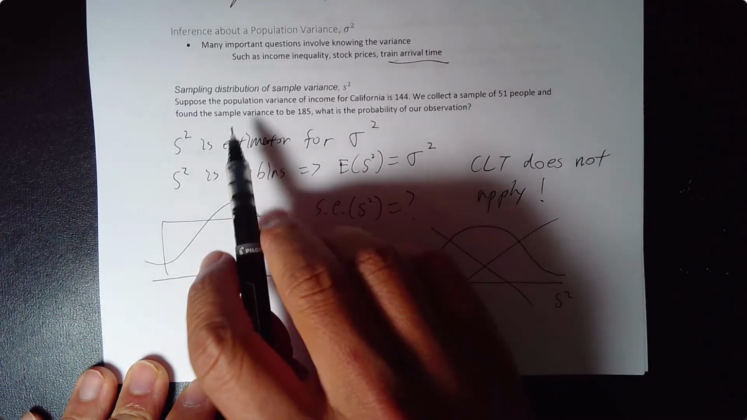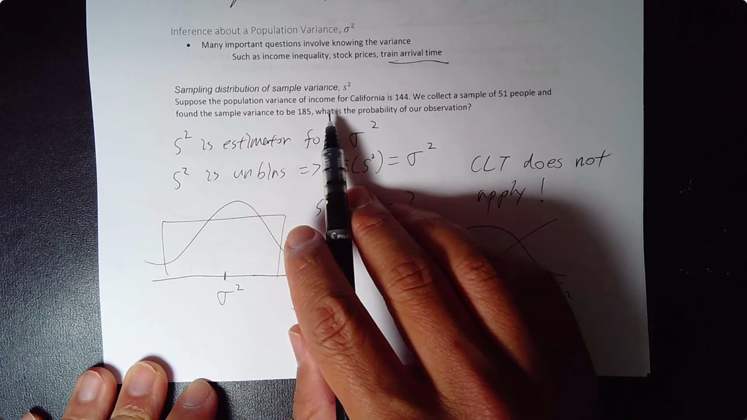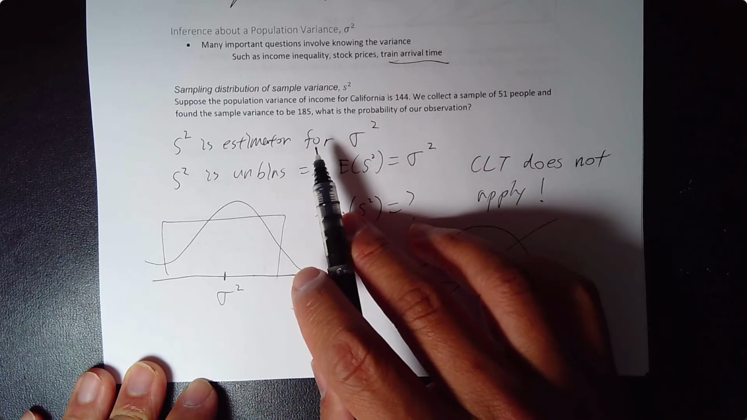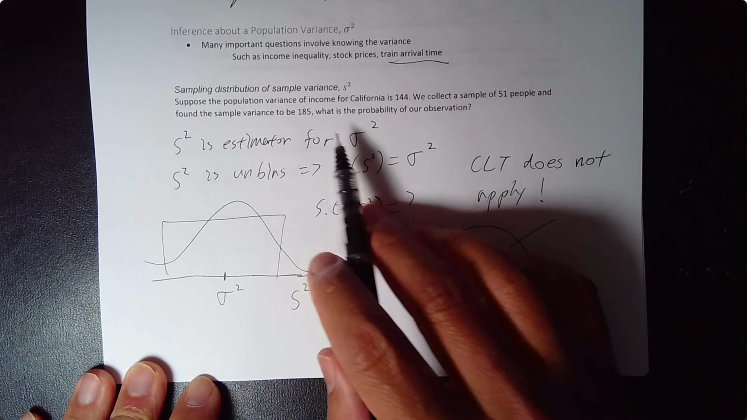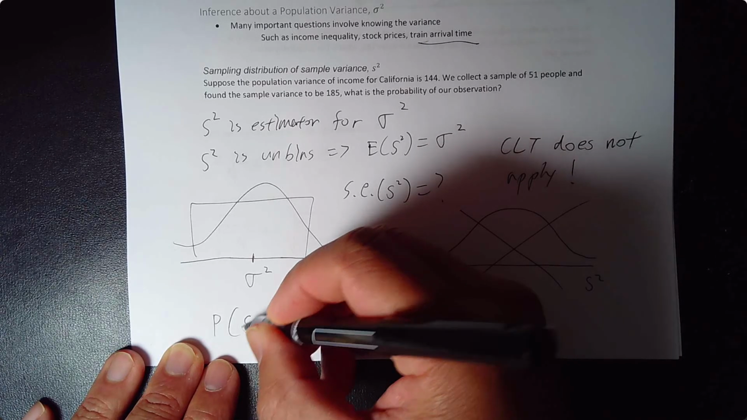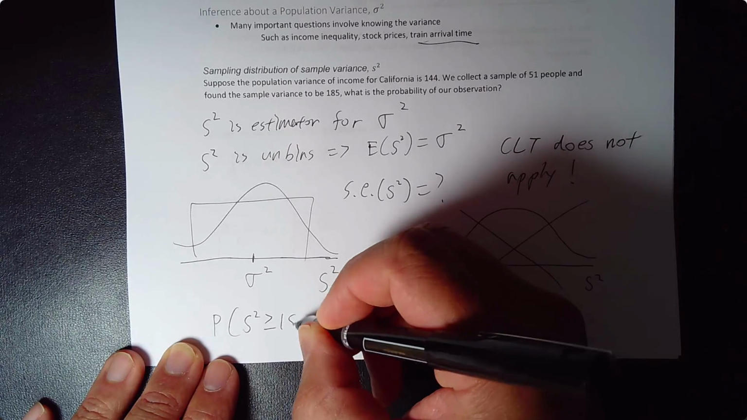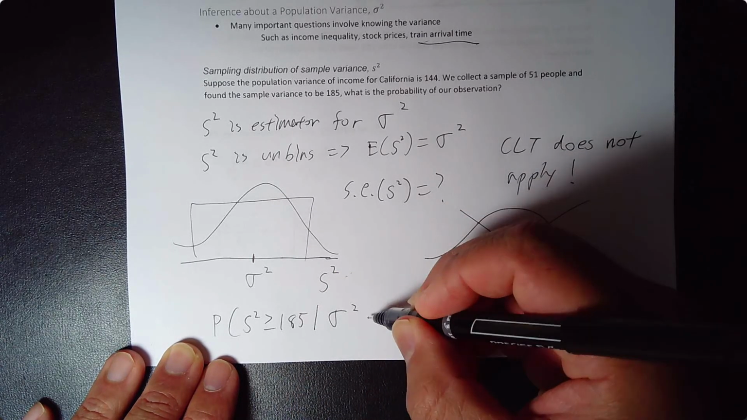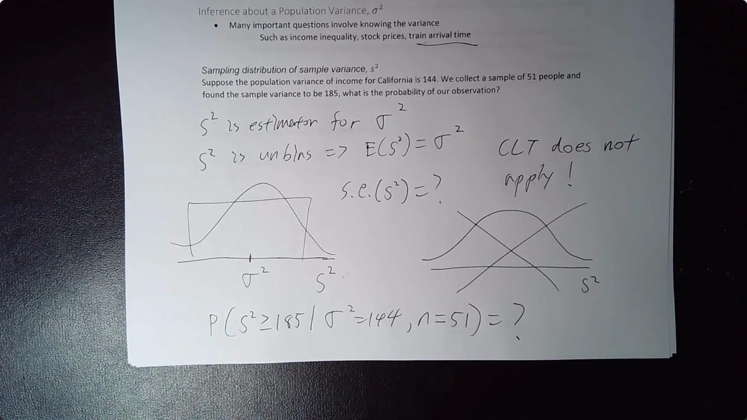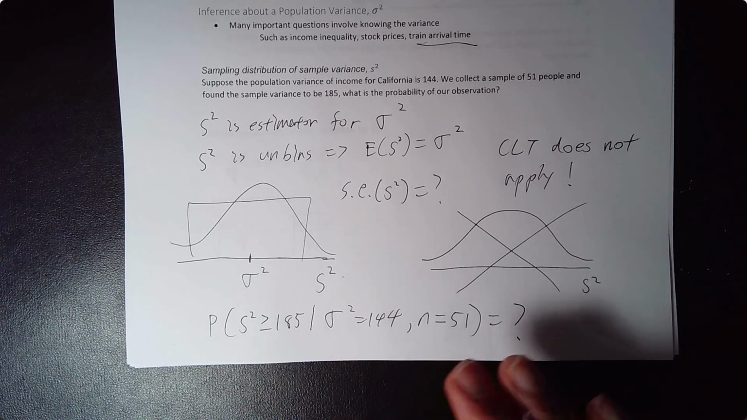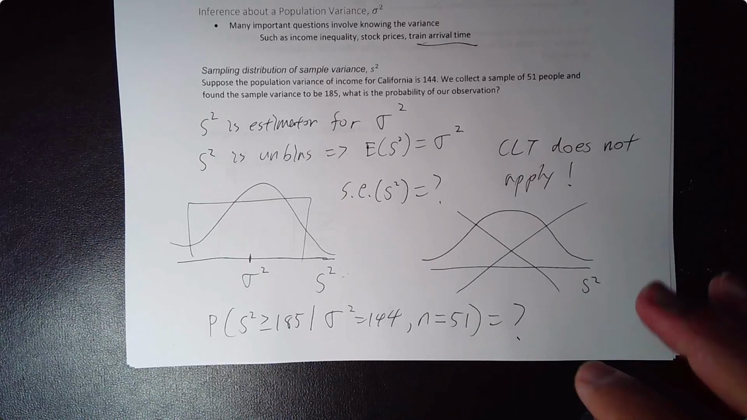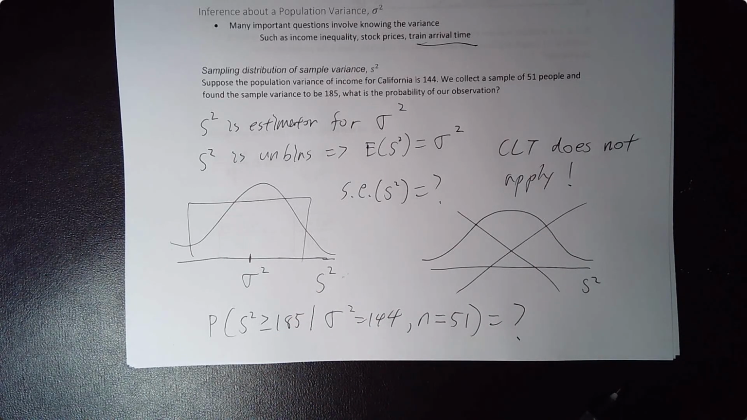For example, I have a population. If I know the population variance is 144, we collect a sample of 51 people, and we found the sample variance to be 185. What is the probability that S squared is greater than or equal to 185, given that sigma squared equals 144 and my sample size equals 51? I would like to be able to answer this question, and I can't answer it until I know the distribution. But there is a way. We can find some workaround even though the central limit theorem doesn't work.